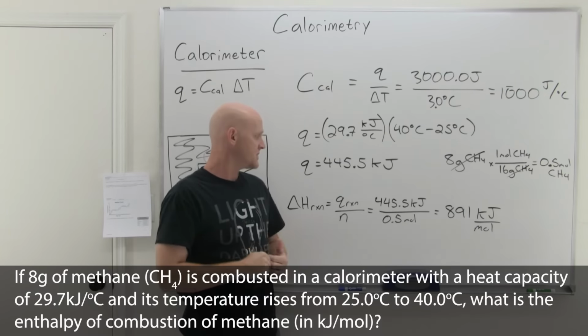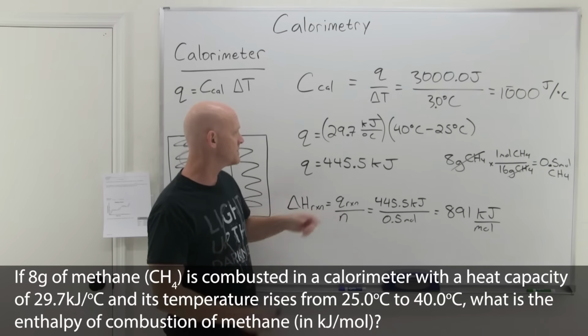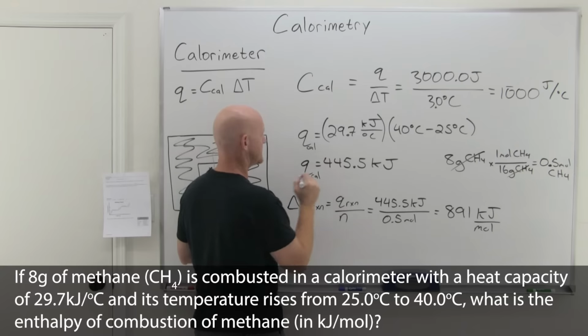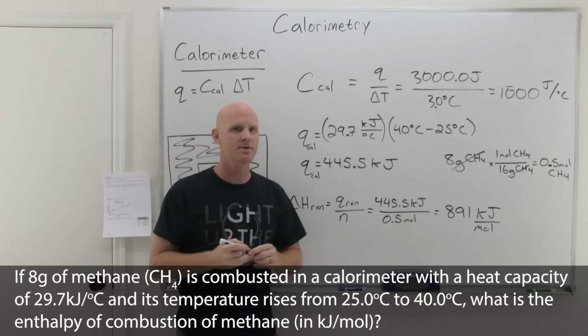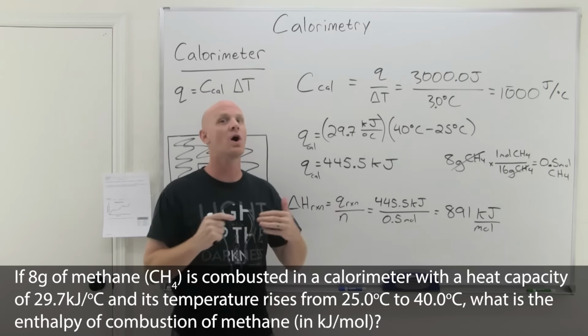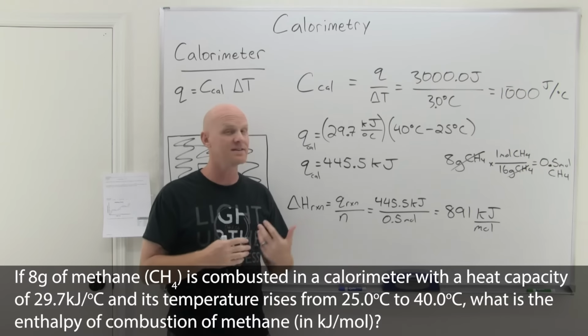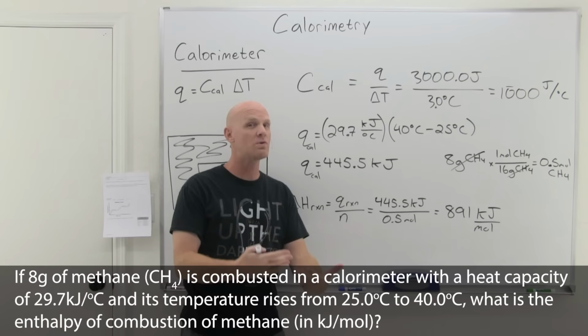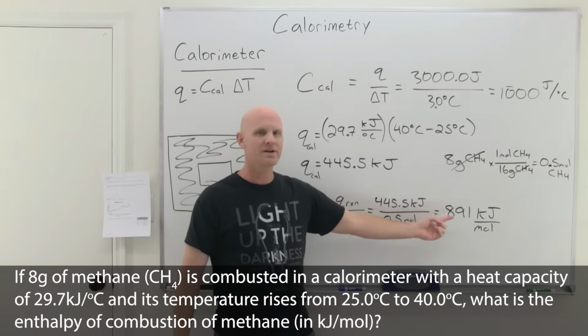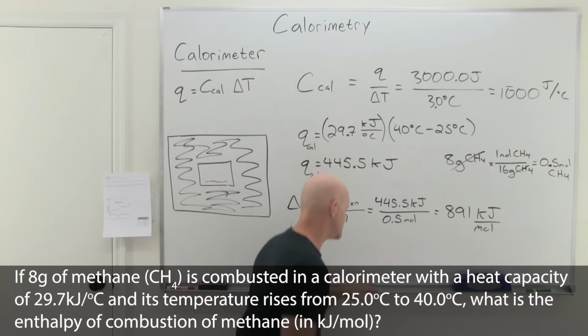Notice I put Q reaction here, but this right here actually is the Q of the calorimeter. It's the amount of heat absorbed by the calorimeter, but where did the calorimeter get the heat? Well, it absorbed the heat because the reaction was giving off the heat. When a reaction gives off heat, that's indicative of an exothermic reaction, which would make delta H negative, but we just calculated it out positive. Well, the big deal is this.